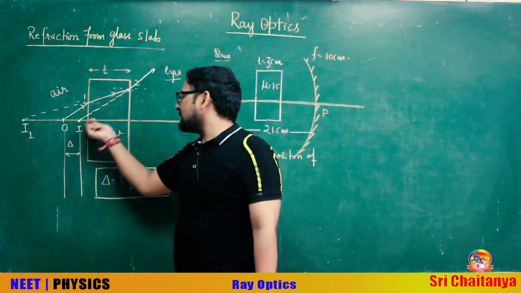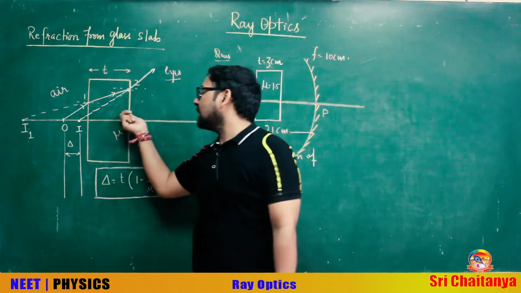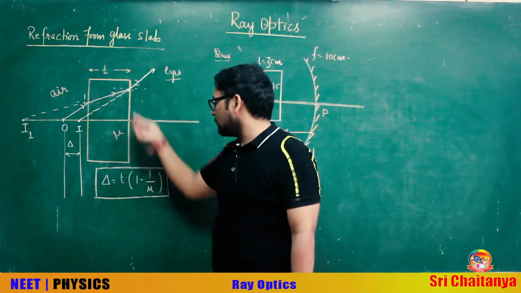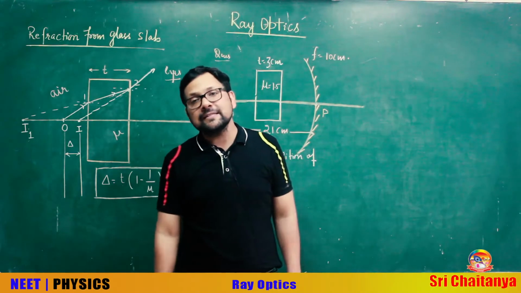So eventually we see that the object has been shifted to I. Do remember the shift formula in a glass slab, that is T, the thickness, into 1 minus 1 by mu, and this shift is always towards the denser medium.